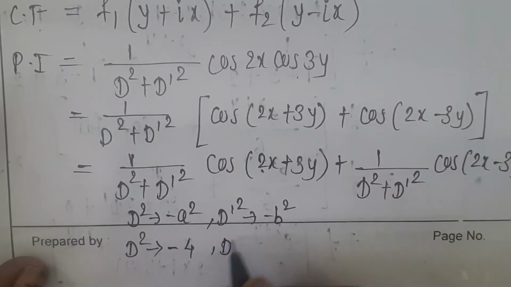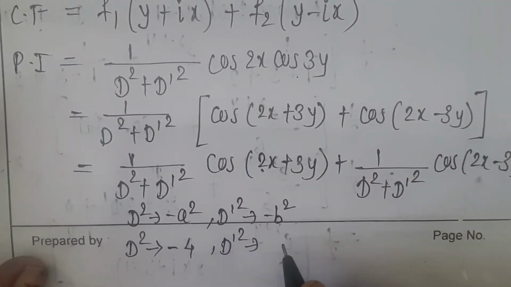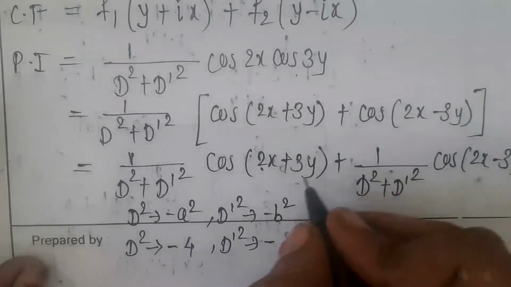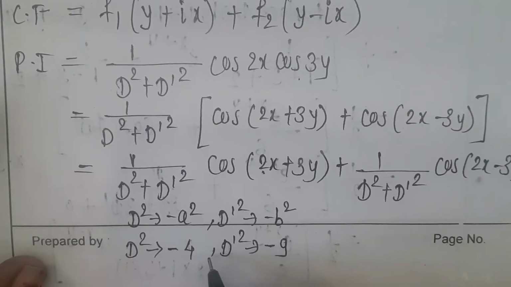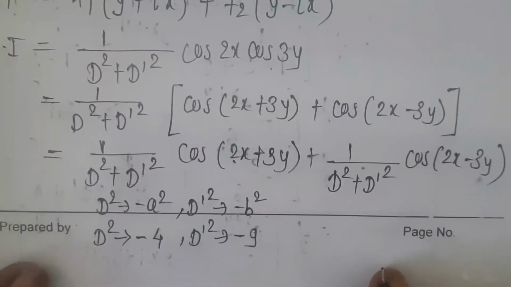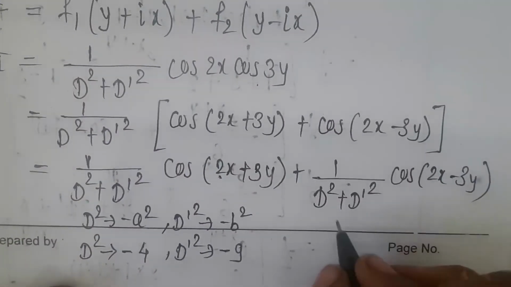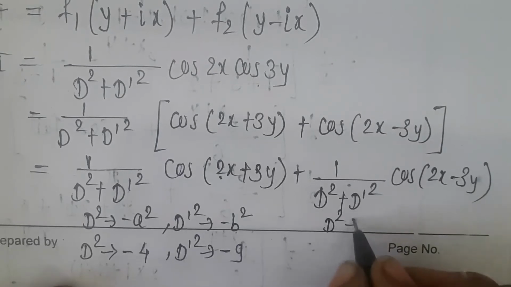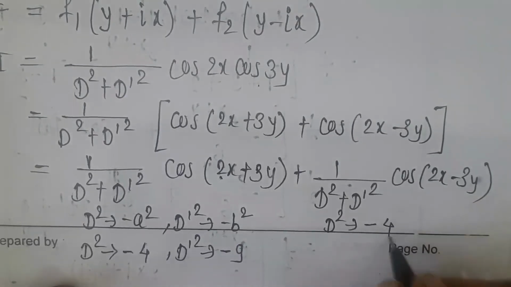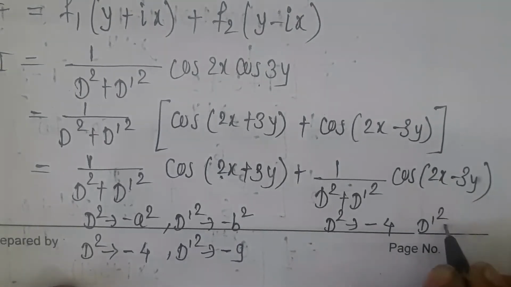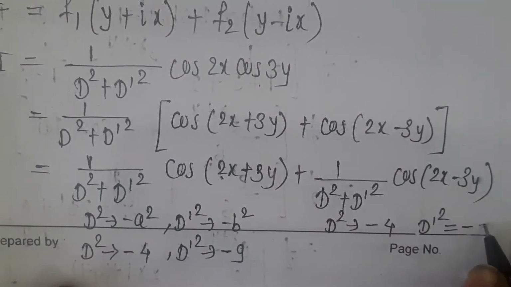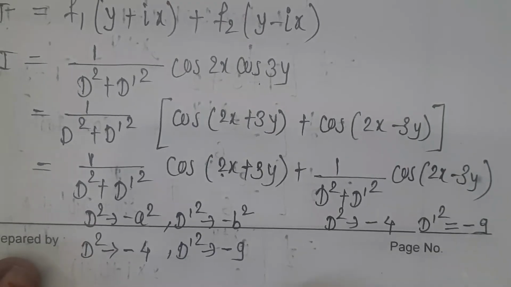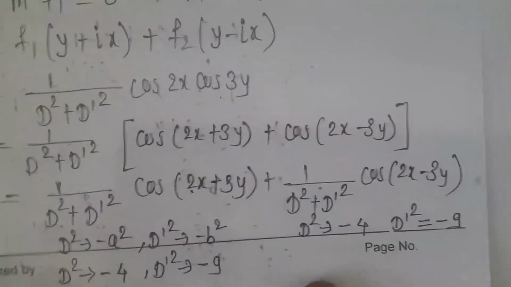Then d dash square is replaced by minus of b square. So minus as it is, 3 square is 9. So replace d square by minus 4 and d dash square by minus 9. Similarly here, replace d square by 2 square, that is minus of 4, and d dash square by minus of minus 3 square. So it is again minus 9. So use this replacement to solve it further.